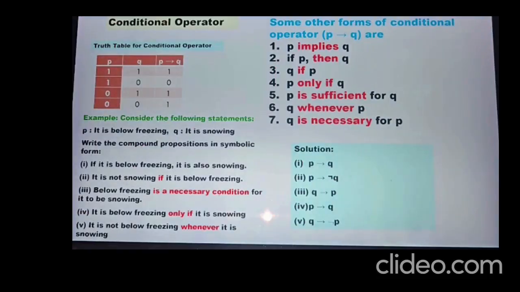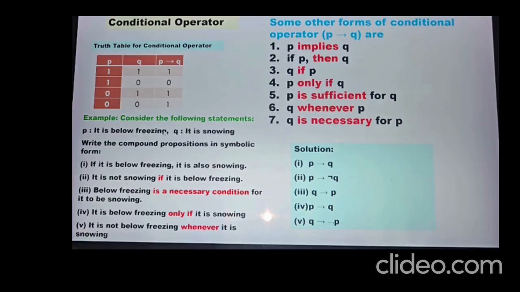First, we are going to use the conditional operator, which is defined by means of a truth table. Here P, Q are any two propositions. This is how we are denoting P to Q. This is given by a truth table like this. Some other forms of the conditional operator P to Q are given. Seven forms are given, like P implies Q, if P then Q, Q if P, P only if Q, P is sufficient for Q, Q whenever P, Q is necessary for P.